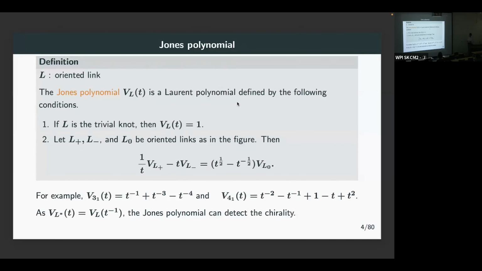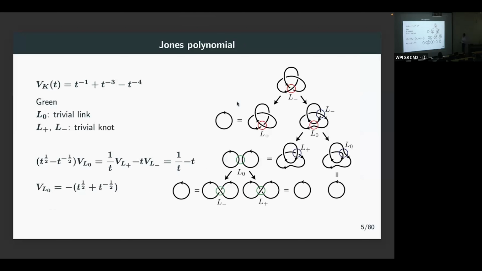And that is a very powerful tool, and we can use it for the determination of the chirality, for example. If you have a trefoil knot, you have this, and the figure-eight knot, you have this. And the Jones polynomial can be calculated using the axiom. So this is L minus and L plus and L0, and that will satisfy that axiom. And using those relations, we can calculate the Jones polynomial. We don't go into the detail, but if you are interested, you can see it in a notebook.